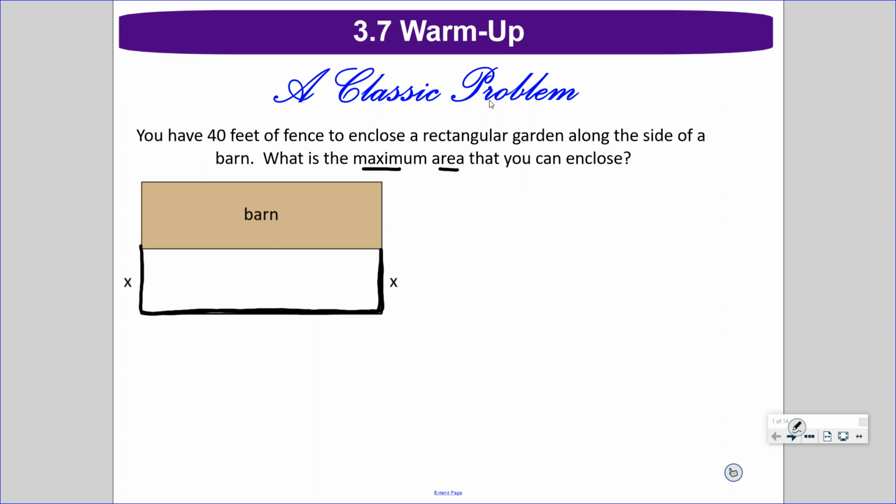So we're calling each width of your barn X. I'm just going to call the length Y for now. You can use L if you want. What we're trying to maximize, which I call my primary equation, is our area. We can find the area of this rectangle by doing length times width, or X times Y.